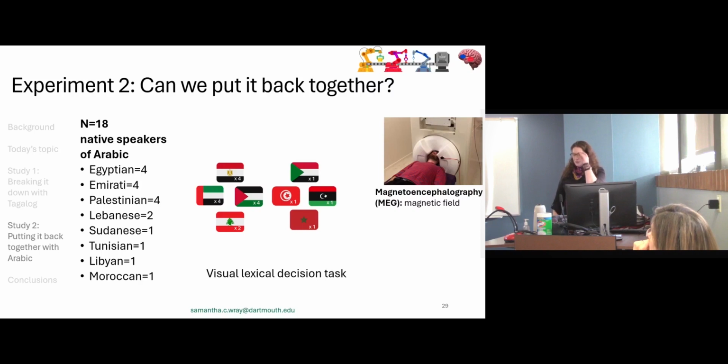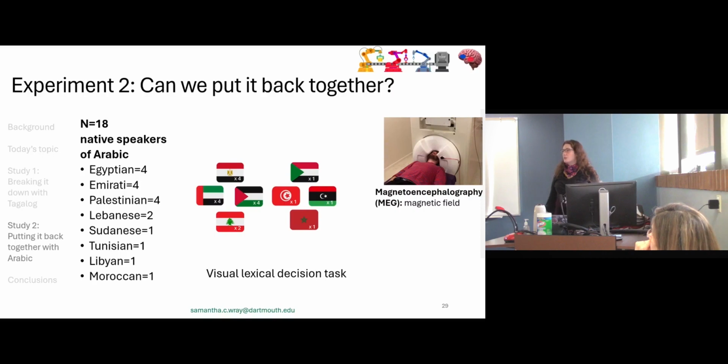So back to the world of MEG. Again, at New York University, Abu Dhabi, we had 18 native speakers of Arabic. And if you know anything about Arabic, it has great dialectal variety. So we had speakers of Egyptian, Palestinian, Lebanese, Sudanese, Tunisian, Libyan, and Moroccan. But they were all reading modern standard, the written form.